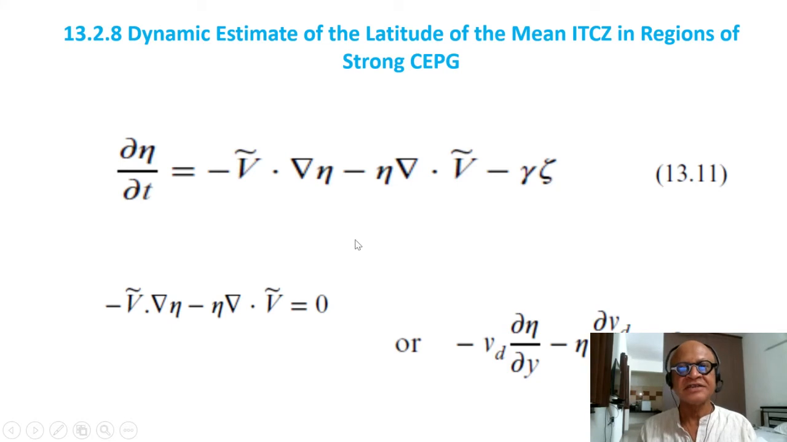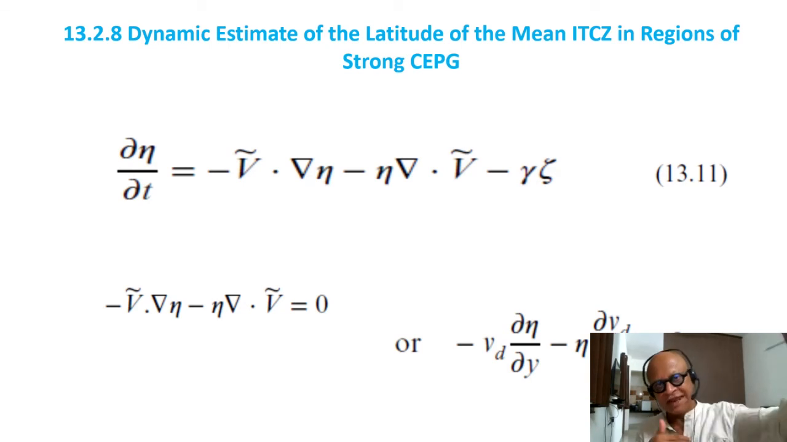For the ITCZ location estimation, assume that we are looking for a steady state inviscid case, so this term goes to 0 and this goes to 0. So then the balance is between the advection term and the vortex tube stretching term, which you can write in terms of the meridional divergent winds, because that's the main thing we are looking for, the latitudinal position. So you can ignore the longitudinal terms for now. Think of averaged over CEPG if you wish.